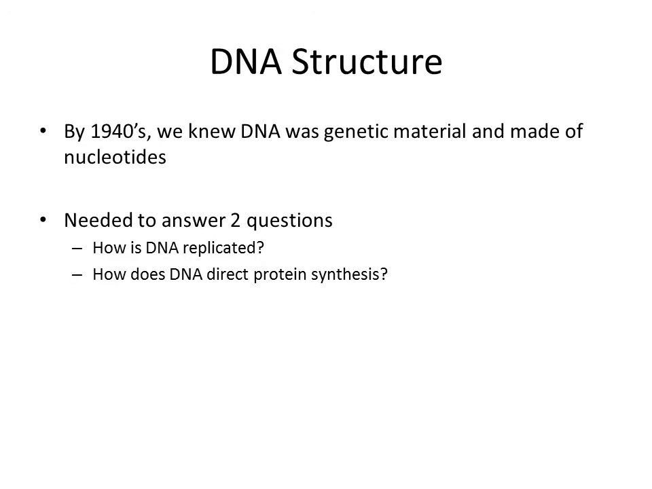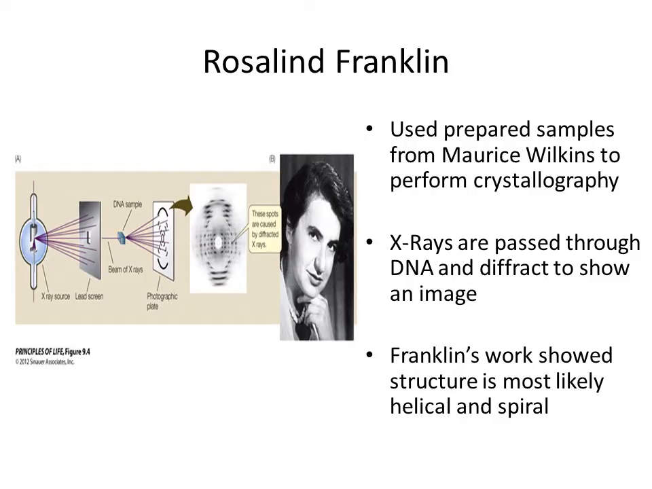Well, now we know it's a genetic material, we need to figure out a couple other things. How does it replicate, and how do proteins come from DNA? How does this whole process actually occur? Well, first we need to figure out what it looks like, because once we know what it looks like, that kind of unlocked all of this information that tells us how DNA is replicated and how protein synthesis takes place.